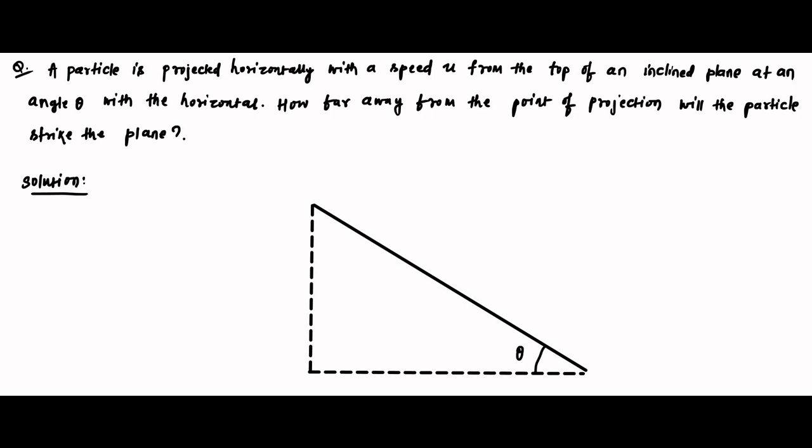Hello friends, so here is another question on projectile motion with horizontal projection. It is given that a particle is projected horizontally with a speed u from the top of an inclined plane at an angle theta with the horizontal. How far away from the point of projection will the particle strike the plane?